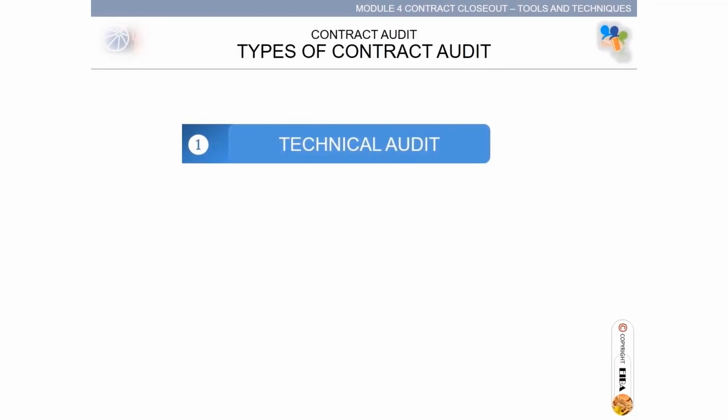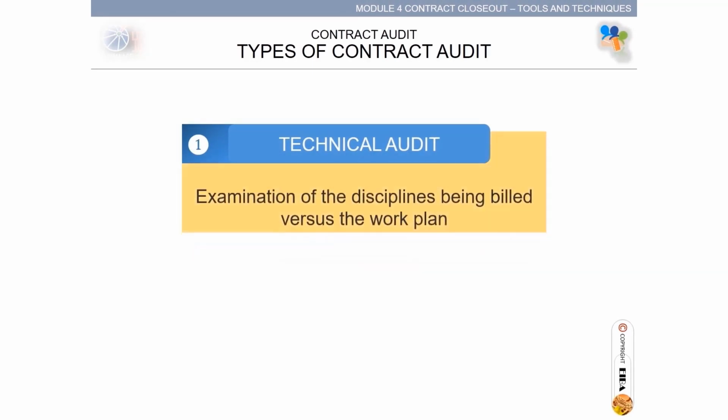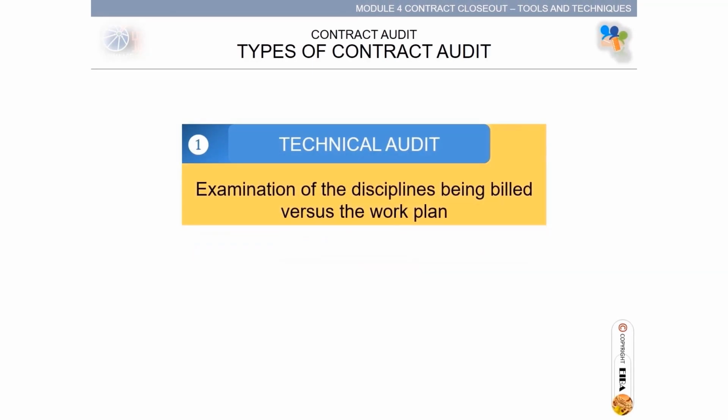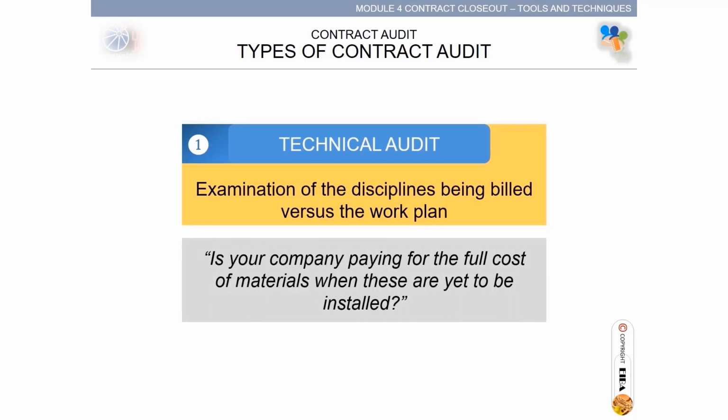Audit type number 1, technical audit. Examination of the disciplines being billed versus the work plan. Is your company paying for the full cost of materials when these are yet to be installed? Audit type number 2, contract performance audit.